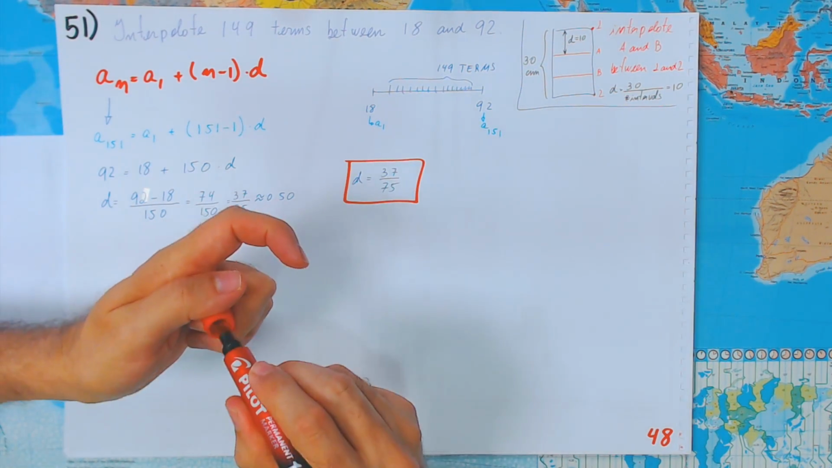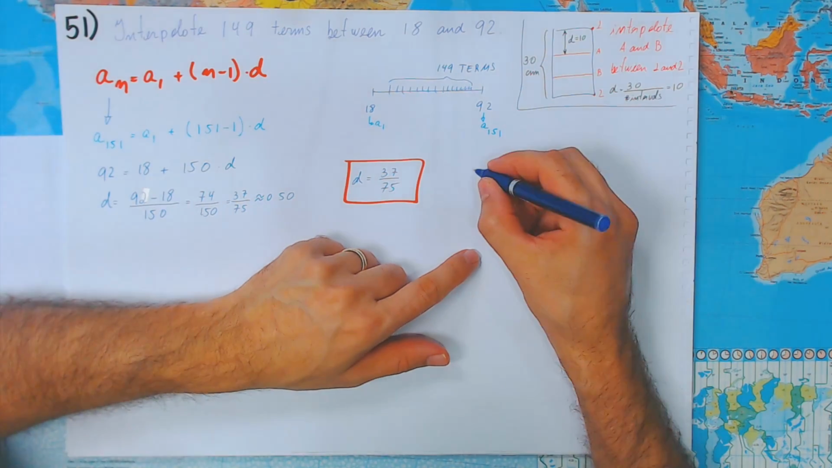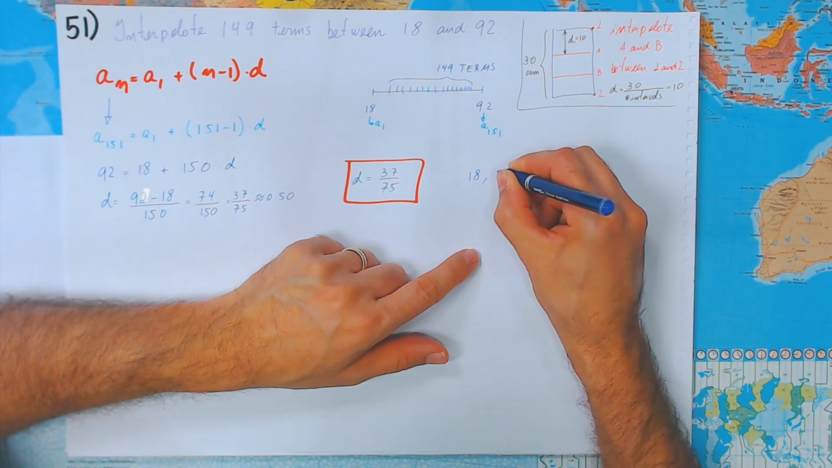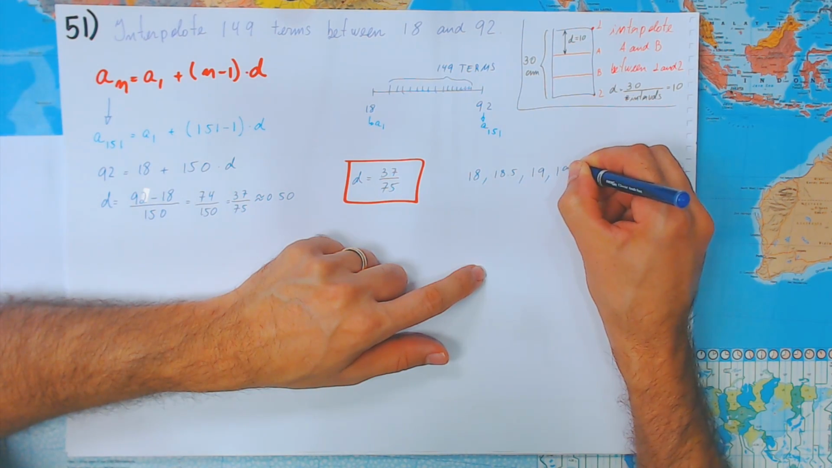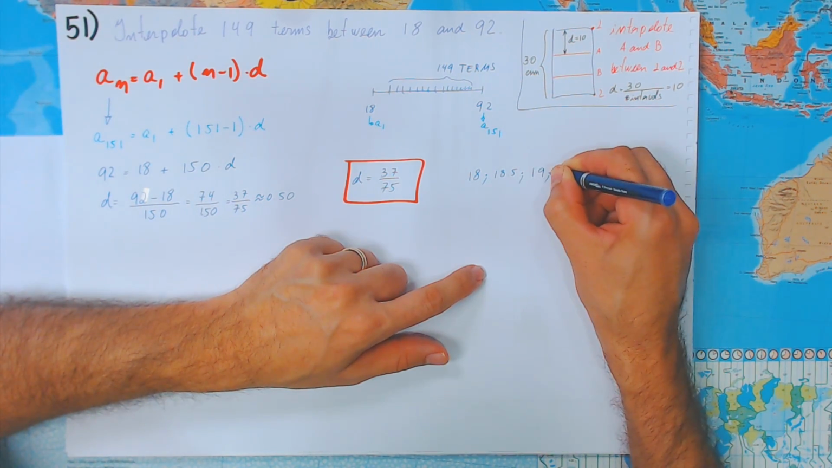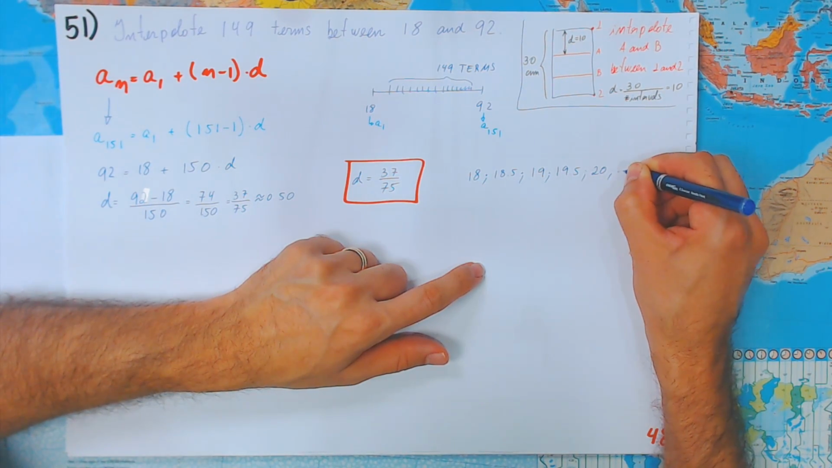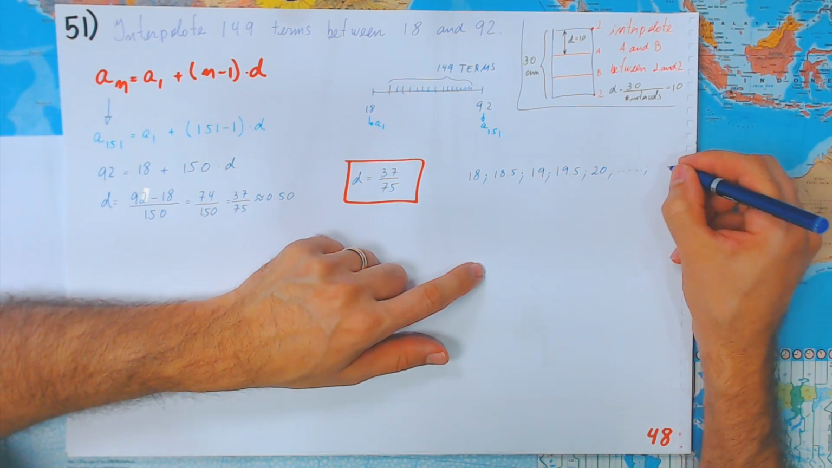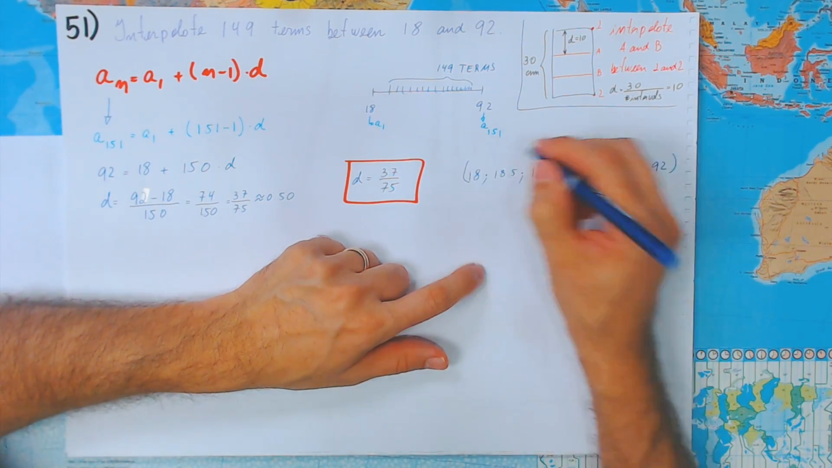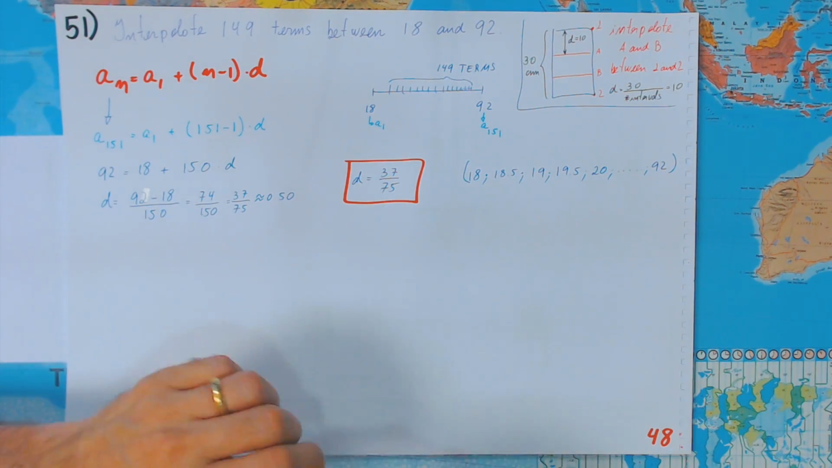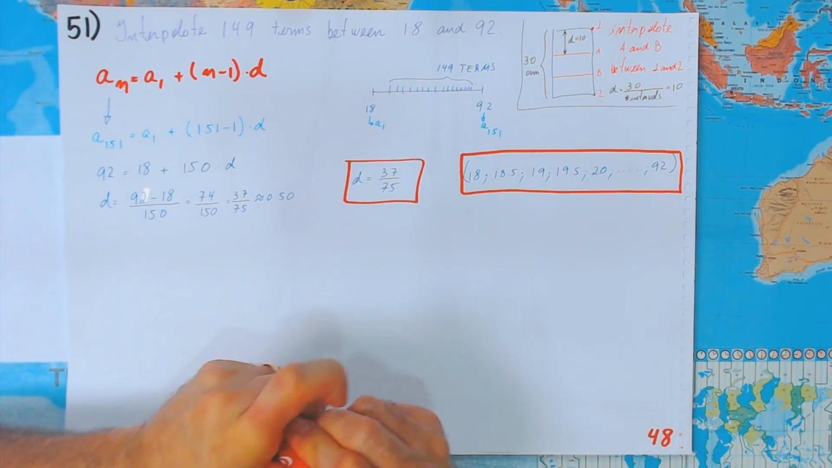So when we interpolate 149 terms, we're going to have 18, then 18.5, then 19, then 19.5, then 20, and we can see the sequence. In the end it is going to finish with 92. That would be our sequence. The answer would also be this one. Actually the answer is more this one.